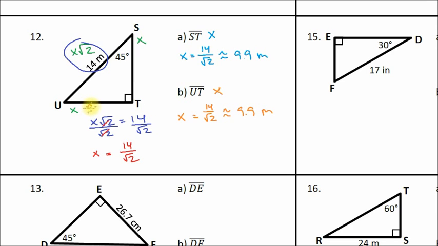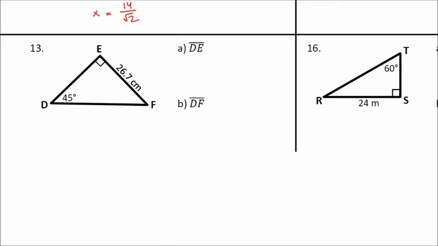So UT is 9.9 meters, and ST is approximately 9.9 meters, and that makes sense. The hypotenuse is 14. It's the longest side. It's greater than 9.9, so that makes sense. All right, let's go ahead and take a look at number 13.